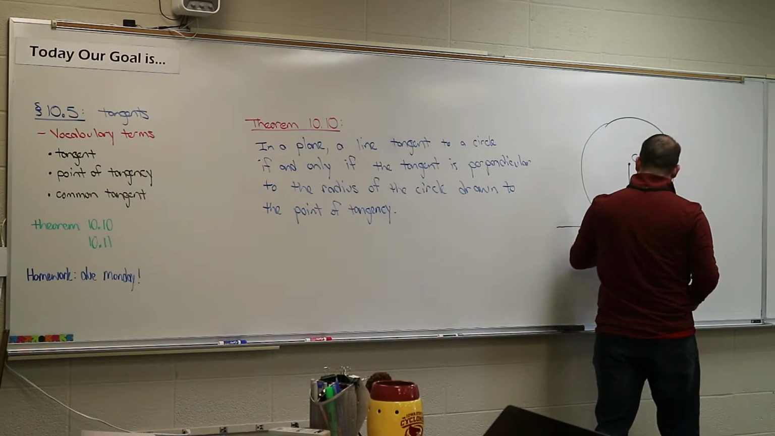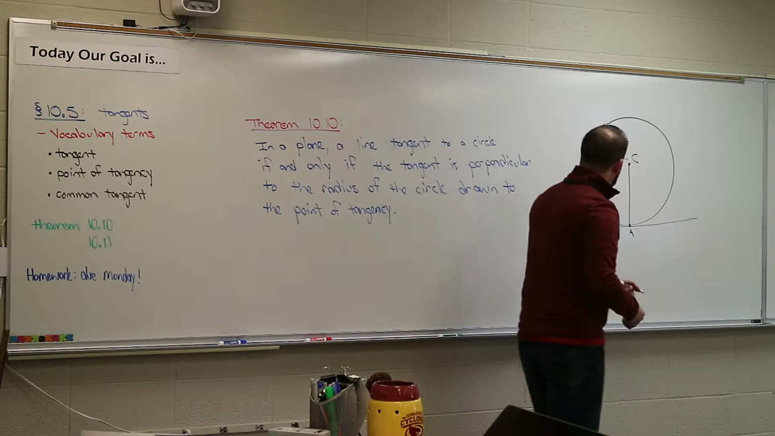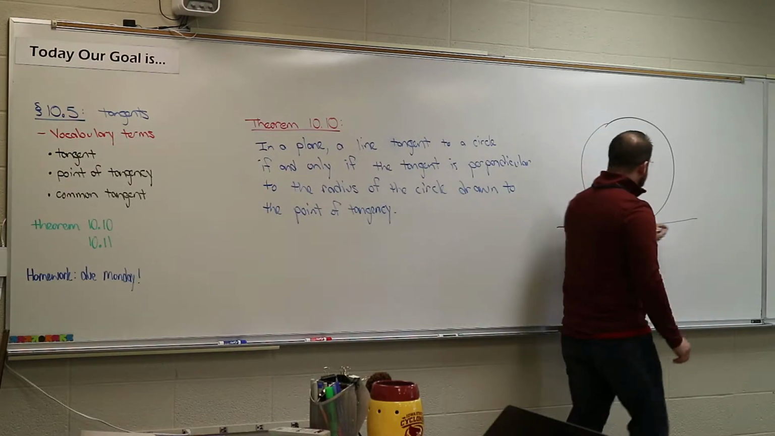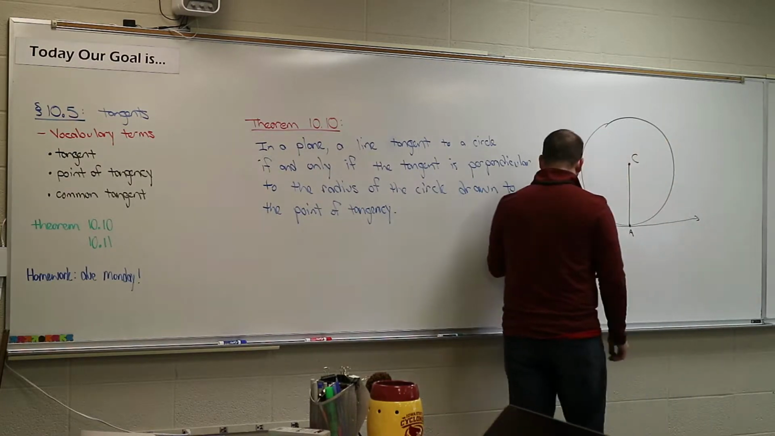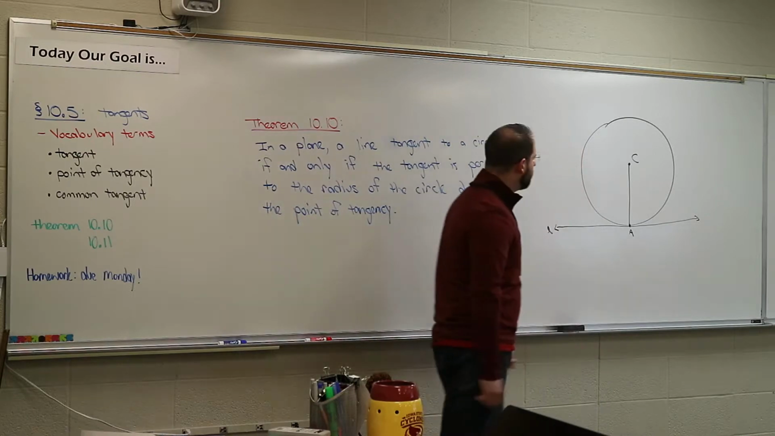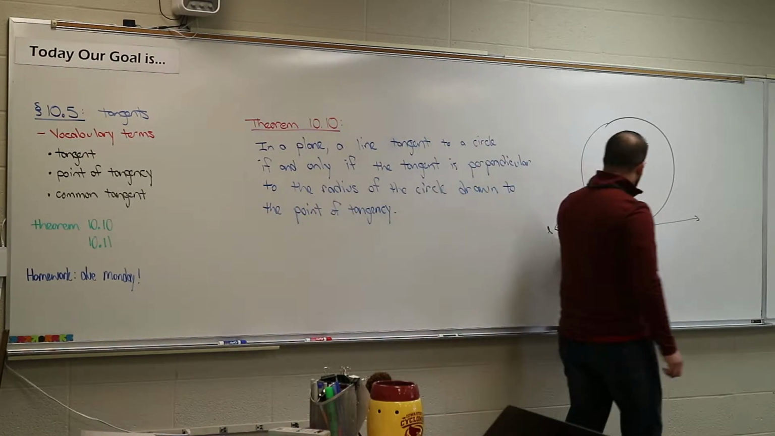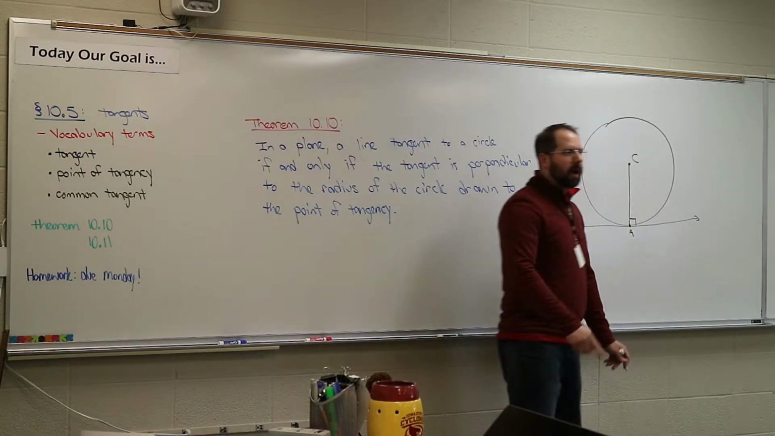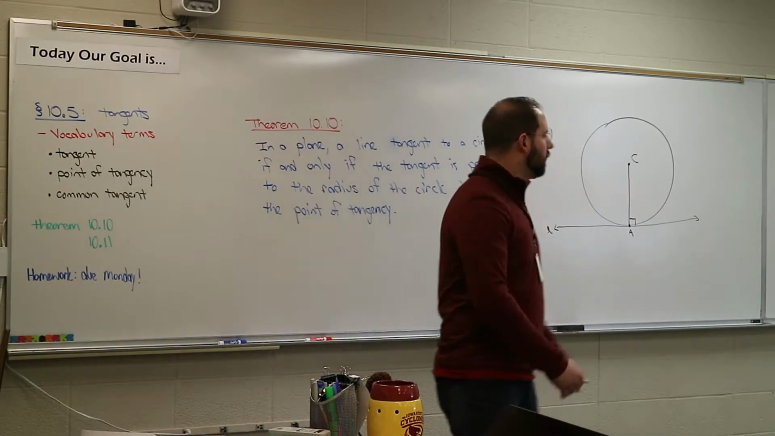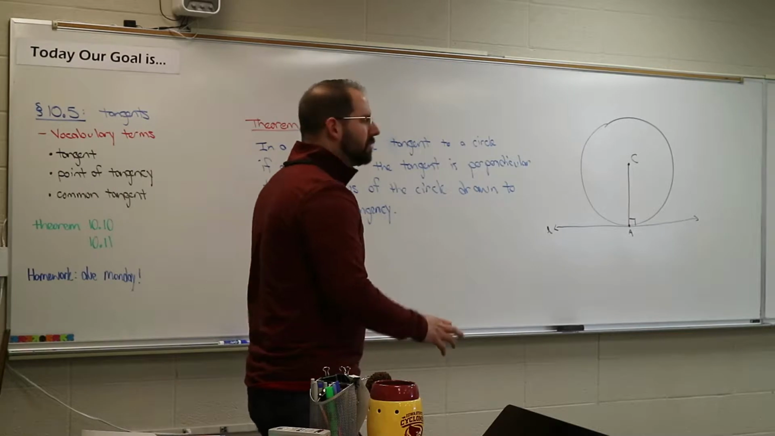And let's call this A. What they're trying to say is that if this is truly a tangent line, let's call this line L, like for tangent, right? So line L. If that's truly a tangent line, then this angle has to be 90, right where that radius meets that point of tangency. That's what they're trying to say.